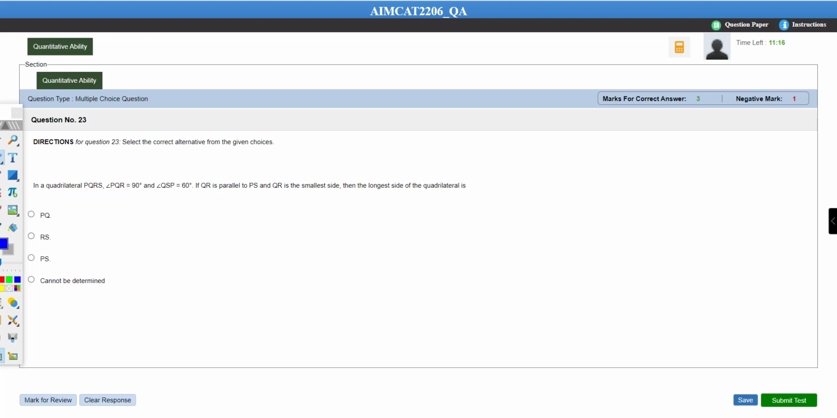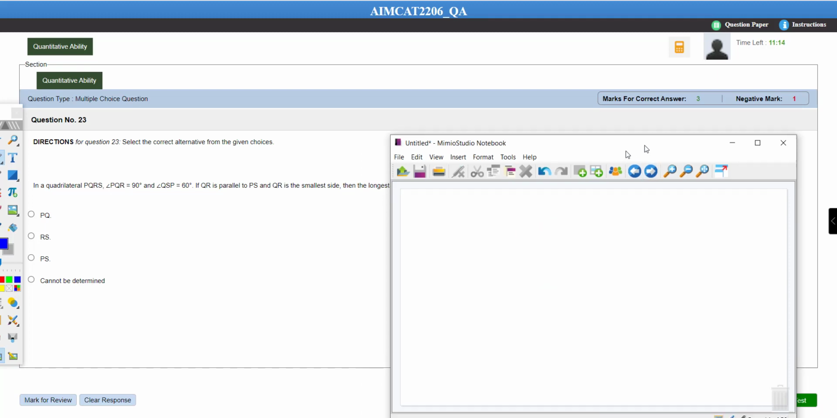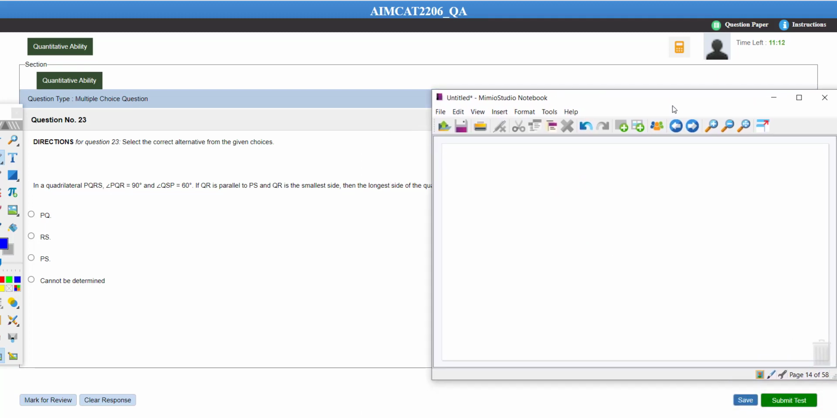Let's draw the diagram here. Over here, PQR is 90 degrees. This is P, this is Q, this is R, and it is 90 degrees. QSP is 60 degrees. QR is parallel to PS, so PS will be somewhere here. PS is like this, which means this angle is also 90 degrees.